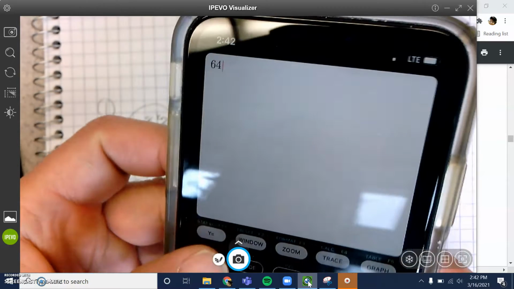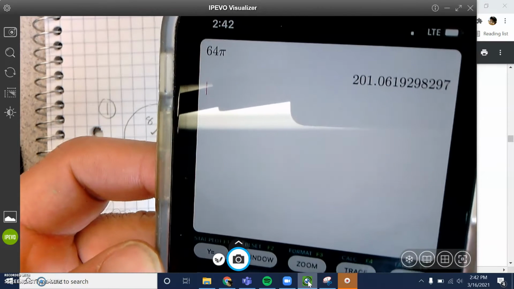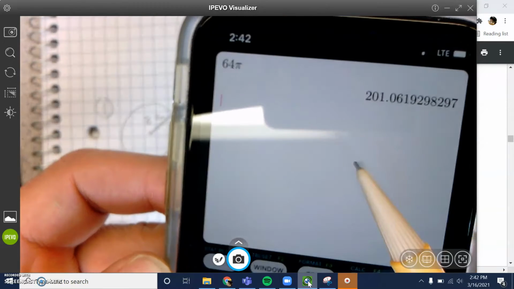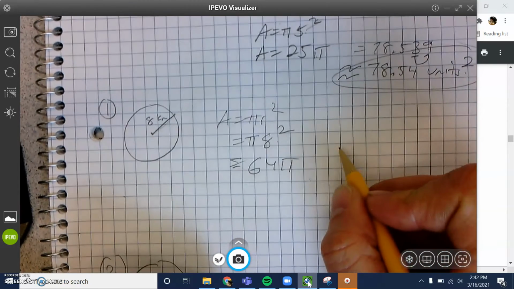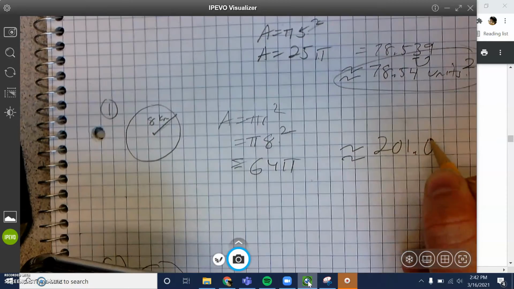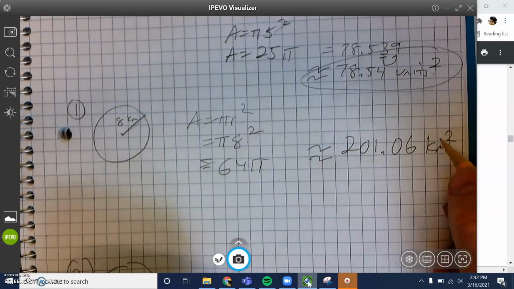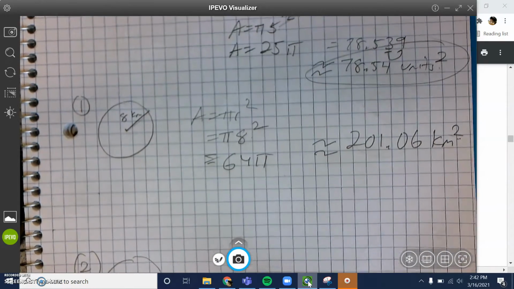So 64 pi right there, which is 201.06. Yeah, 0.06, there you go. So area is approximately 201.06 kilometers squared. Kilometers squared, like that. Okay, next one.